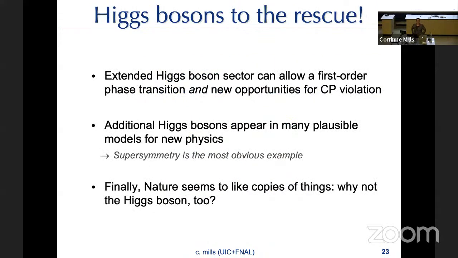So it turns out that an extended Higgs boson sector can allow a first order phase transition and provide new opportunities for CP violation. Also, additional Higgs bosons appear in many plausible models for new physics. Supersymmetry is the most obvious, but not the only example. And this is a semi-philosophical motivation: nature seems to like copies of things, like the generations of leptons and quarks. So why not have more Higgs bosons if we've got one?